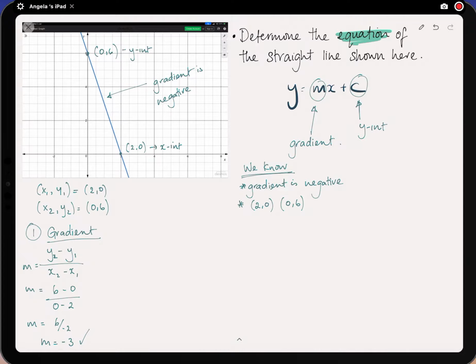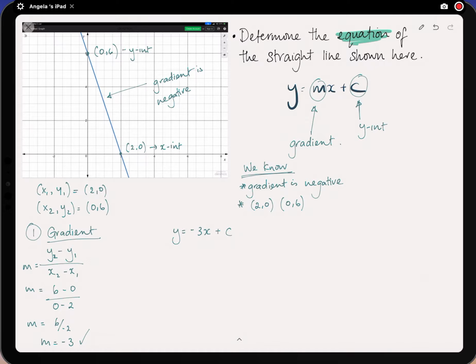As I work elements of the equation out, I actually like to substitute them in, so I've got a progressive piece going through each time, and it helps me build up to the final answer. So substituting m equals negative 3 into the equation, we're going to have y equals negative 3x plus c. Looking at the diagram, we already know that our y-intercept is 0, 6, or occurring when y is equal to 6. So realistically, we know that the answer will be y equals negative 3x plus 6. So let's prove that though using algebra.